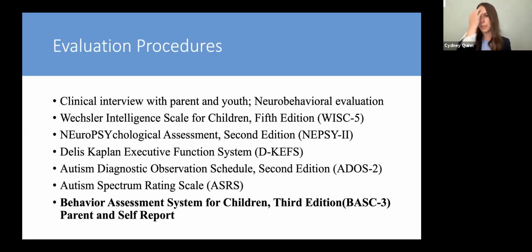So for the evaluation process, to get a good baseline of where Sam was and determine appropriate diagnoses, there was a clinical interview with Sam, and the mom participated in the clinical interview. The WISC-5, the NEPSI, the DCAPS, and the ADOS were used to determine if autism was still an appropriate diagnosis here, as well as the autism spectrum rating scale. And then the BASC-3 was also used. We administered it to both mom and dad and Sam, but only the mom's and Sam's BASC-3 got returned. So we don't have the data from the dad.